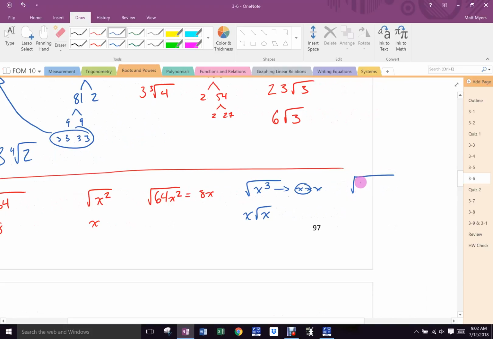So now all of you should be able to do this. The root of 128 x to the 5th y cubed. All of you should be able to do that already, based on what you just said. I'll let you play around with it a little bit.